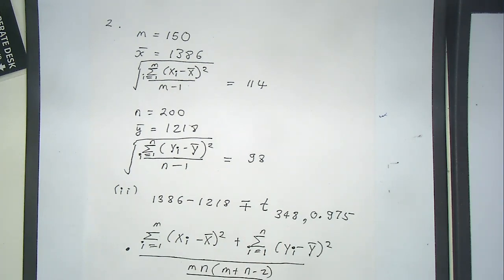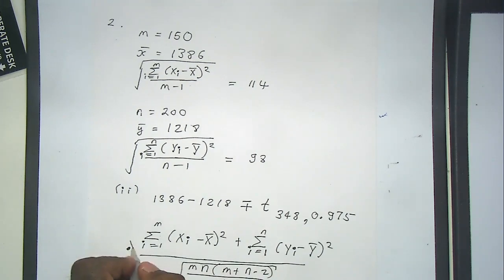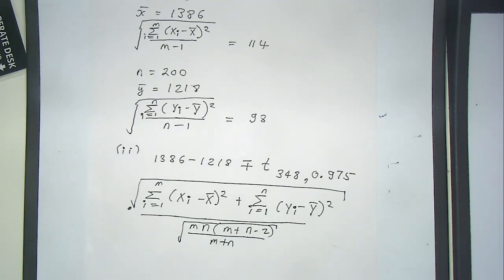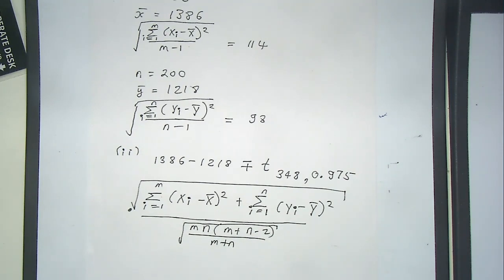All right, this is what you need to work out. This is the confidence interval you need to work out, and each of these things is given to you. You are given the sum of xi minus x bar squared. You are given m, and you are given n. So all you have to do is just sub all this in and work it out. If you have a calculator, I'm sure you can do it. So that's question 2.